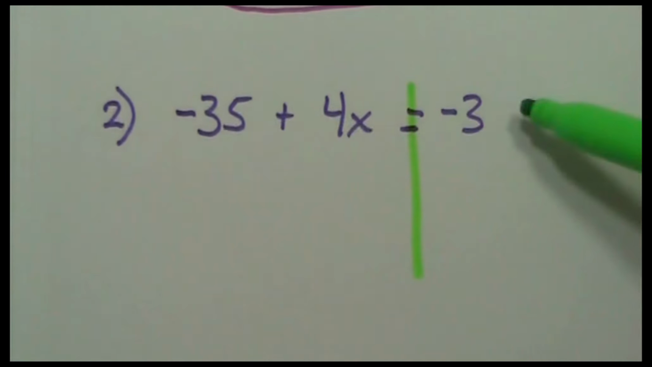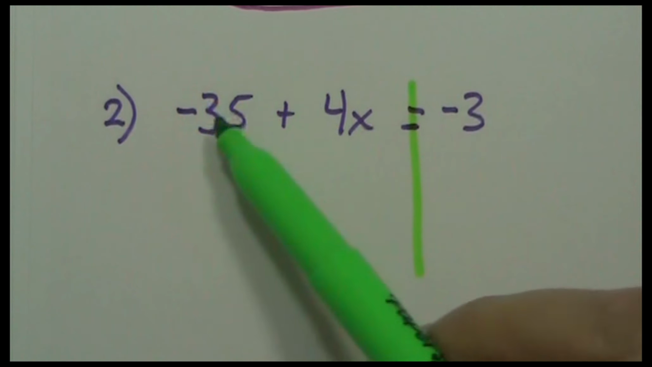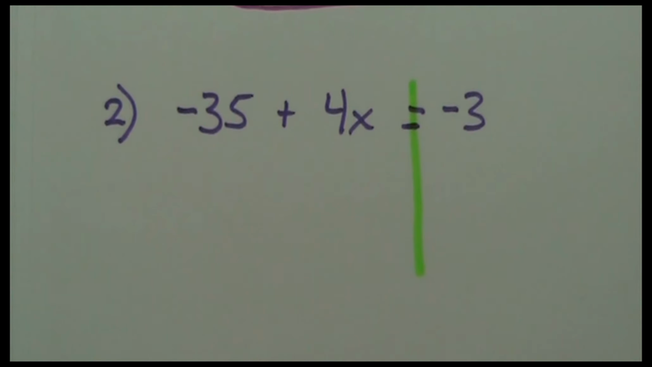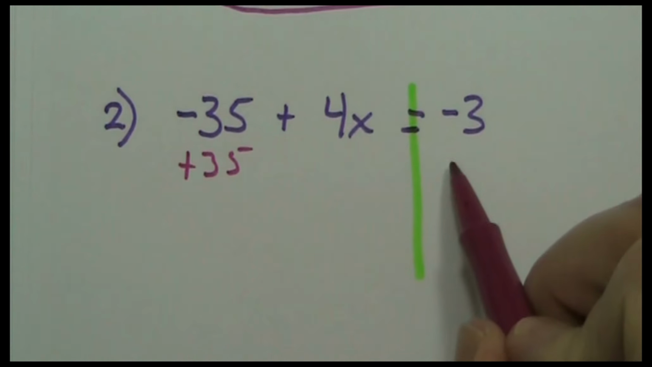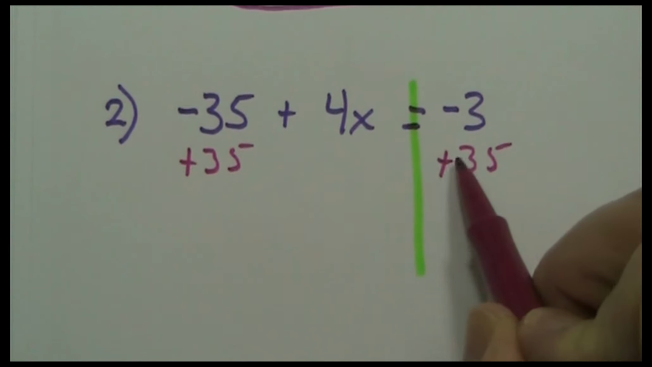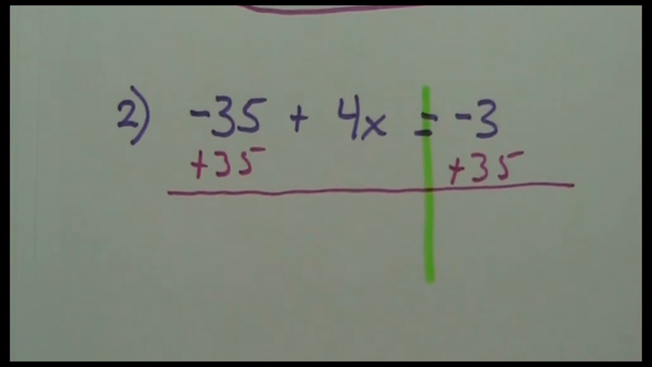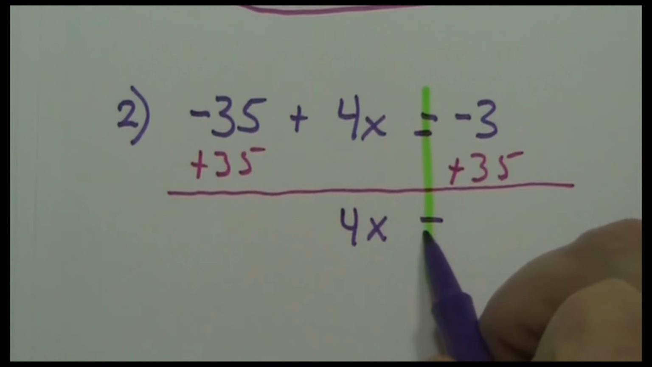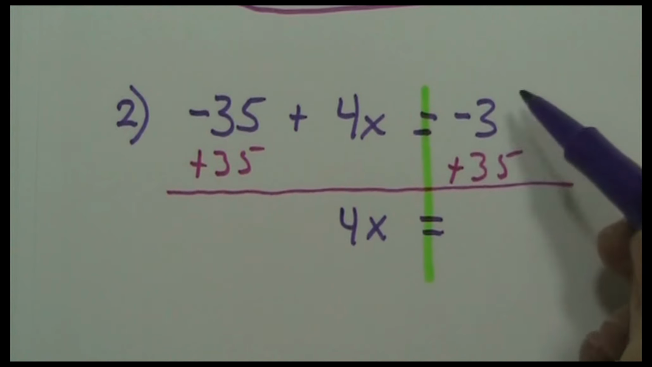Okay, you have a left and a right side. And notice that this time we have a constant over here and a coefficient over there. So it's a little different, a little backwards. All right, so our first step is to add 35 to make this into a 0. This will get rid of our constant. And that leaves us with just 4x on the left. On the right side, 35 and then minus 3. 35 take away 3.